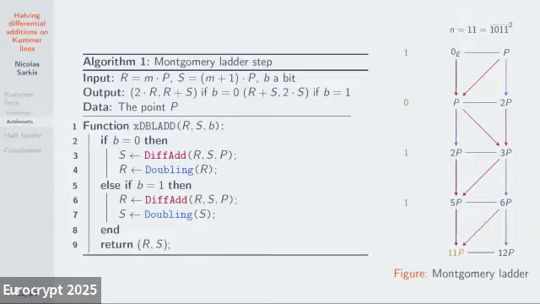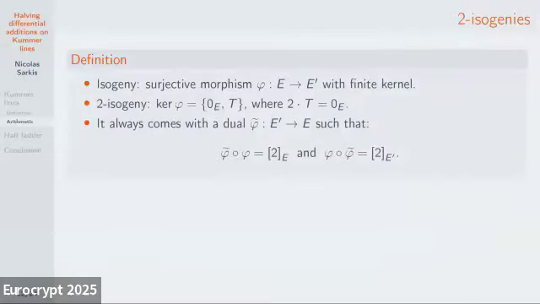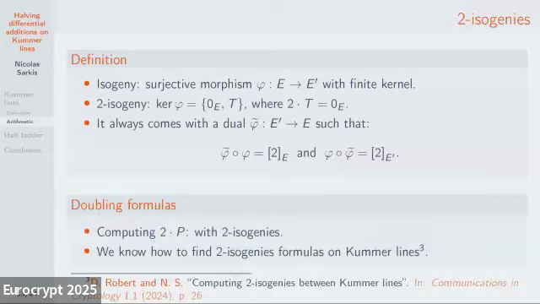And now what we're interested in is how do we improve differential addition, how do we improve doubling? First with doubling, this was a previous work. On elliptic curves, you have 2-isogenies, that is a surjective morphism with a kernel of degree 2. And what is nice with a 2-isogeny is that you also have its dual: if phi goes from E to E prime, the dual goes from E prime to E, and it factors the multiplication by 2. So this is what you want to use to compute 2 times P. You want 2-isogenies to factor, to have a faster doubling. And in a previous work, we explained how to find 2-isogeny formulas on Kummer lines.